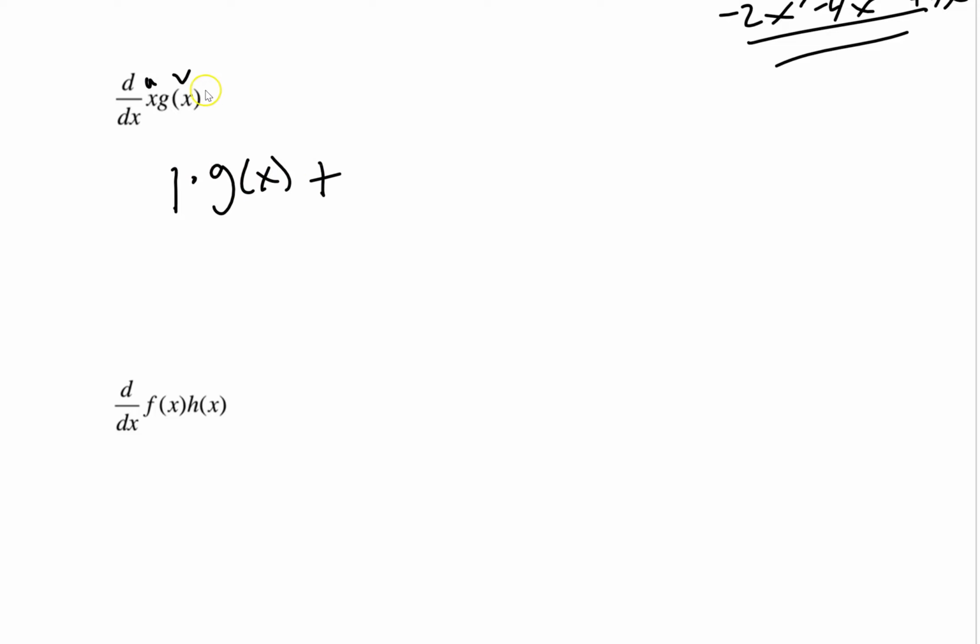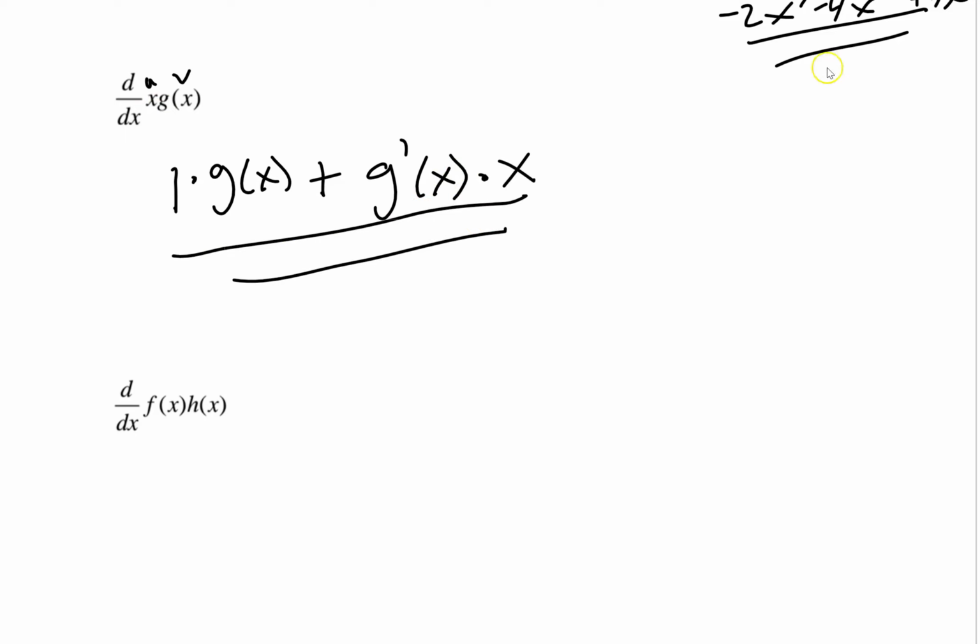Then we switch it, take the derivative of the second. Well, the derivative of g(x) is going to be g prime of x, then times the other one left alone, x. That's it. That's all you can do. I mean, you can make it a little pretty if you want, but that's it.